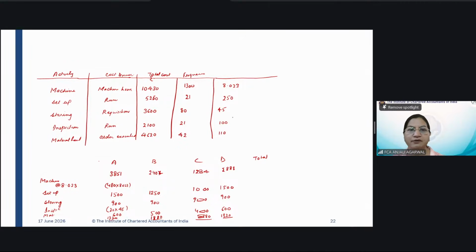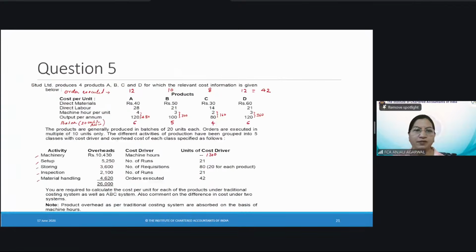However, had you done it under the traditional method, it would have been the total divided by 10,430, and that would have given you for A, B, C, D. Okay. So we have to find out under the traditional costing system, and we have to use machine hours. So machine hours were 1300. Now total cost is 26,000. So when 26,000 is divided by 1300, the absorption rate comes out to be 20 rupee per machine hour.